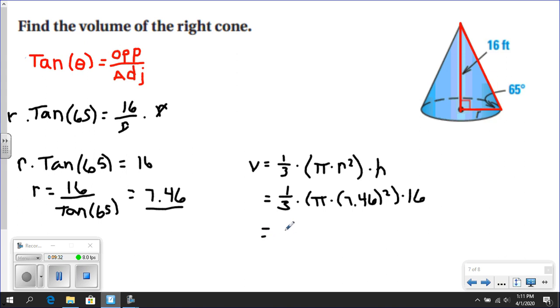Plug this into your calculator, and you get 932.45. I'm in feet, so feet cubed.